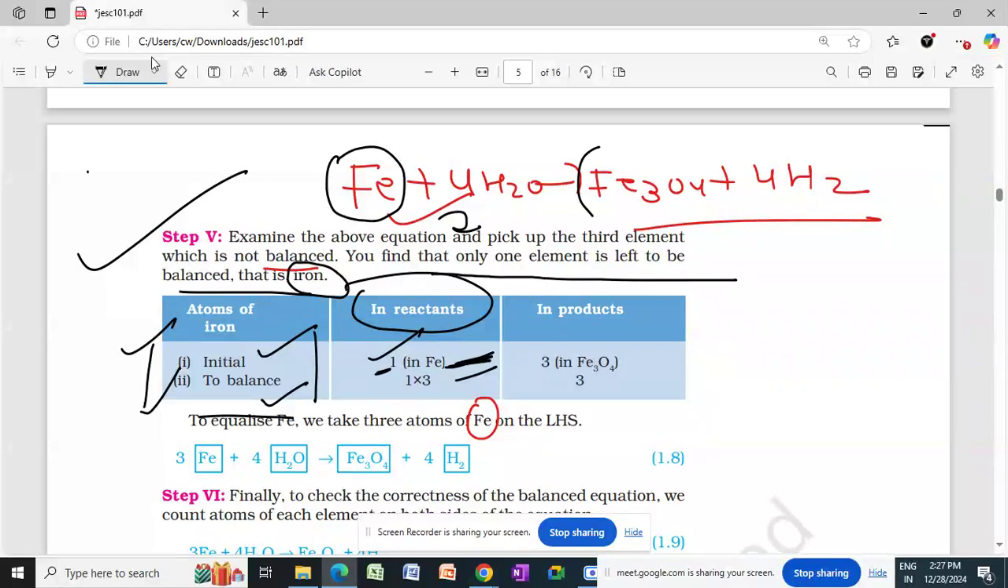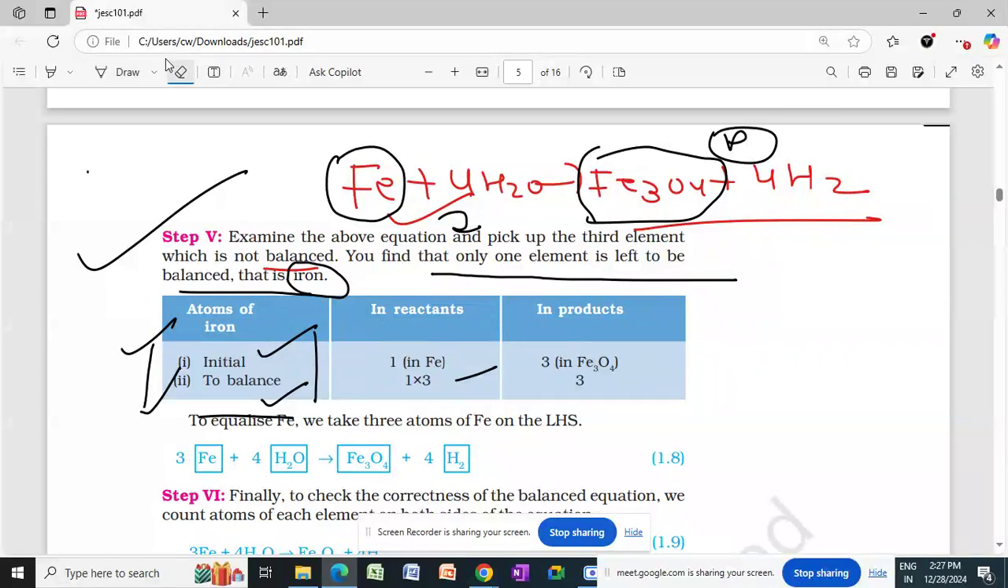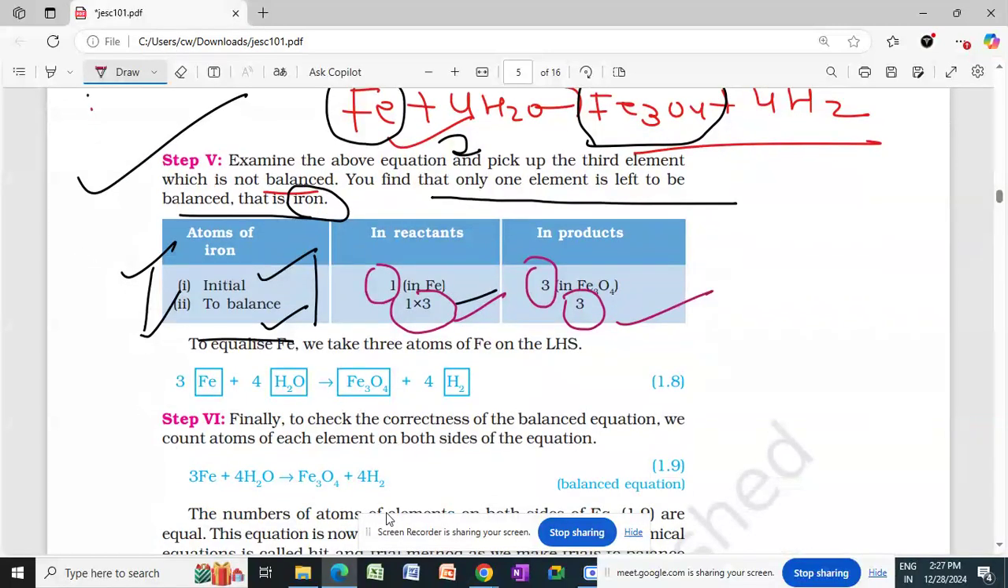In the product side, tell me how many iron are there in the product side? 3 iron are there. Good. 3 are there. Okay. So the place where the number of iron is less, now I simply do what? This is 1, and these are 3. So simply I have to do 1 into 3, so that it will also come out to be 3. So in front of this iron I have to put right here 3.